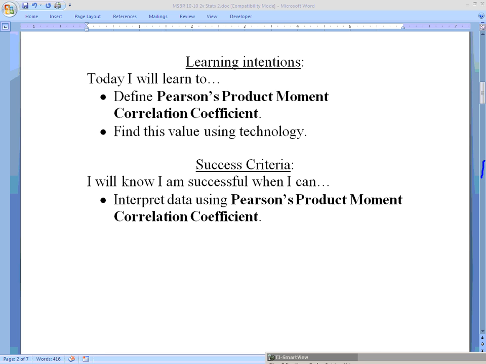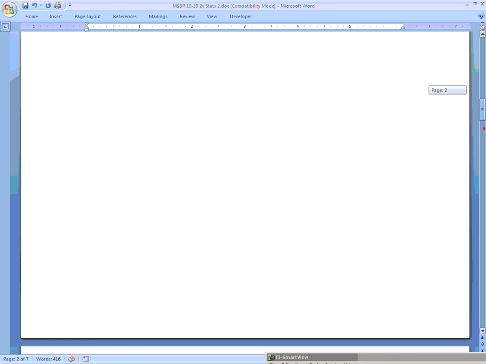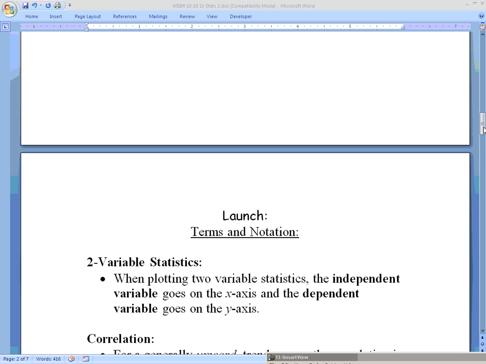Today we are going to talk specifically about this mouthful here, the Pearson's product moment correlation coefficient. They're usually just called the correlation coefficient for short. And we're going to find this value using technology. Our learning success criteria is that we'll be able to interpret this correlation coefficient, know what it means. So find it and know what it means. But to start with, we need to get a little background on two variable statistics.